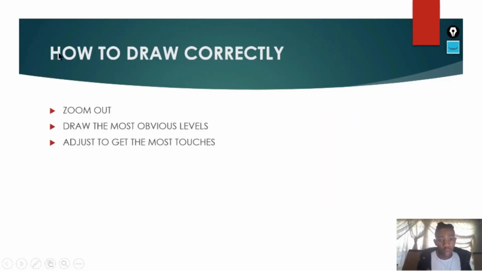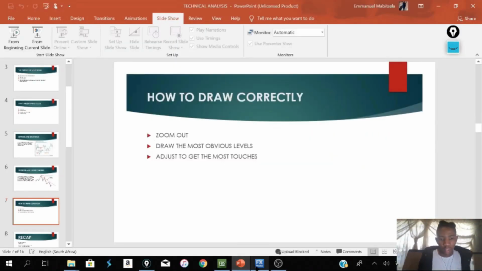So now I'm going to help you draw your trend lines correctly, because when they're properly executed, not only trend lines but support and resistance, they can actually ensure that you're going to get profitable trades. So what you need to do first is zoom out and see the overall picture, right? You're also going to need to draw out the most obvious levels. Some levels are too obvious, I'm going to show you, and you need to adjust to most touches. The reason is where we have most touches, that becomes a stronger level, right? So now let's face the chart and let's see how we can analyze a few pairs.